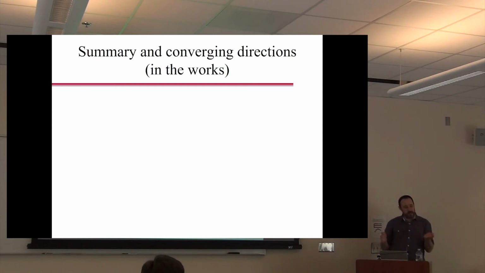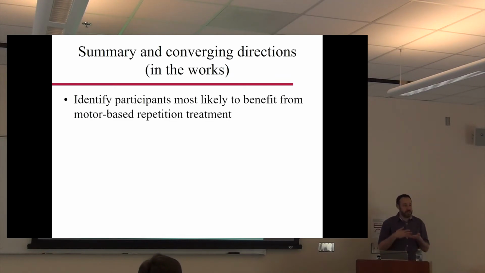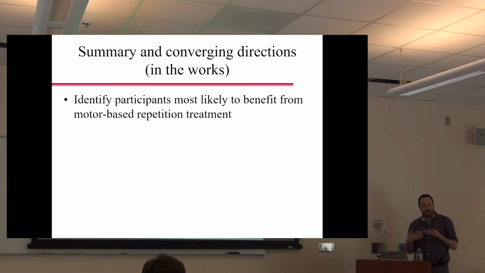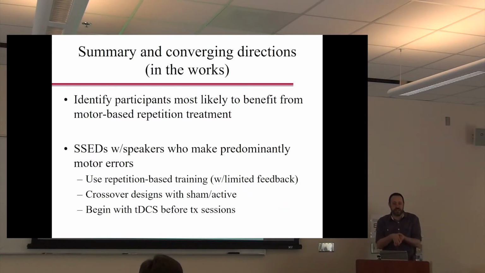So to wrap up and hopefully bring these two together, hopefully you see how they fit together at this point, but in part of our work, we're trying to identify the participants that are most likely to benefit from motor-based repetition interventions. And so now we certainly have a good starting point that if we're going to work with individuals with AOS, with these complex deficits who make motor errors, and we're going to try to use TDCS to enhance their performance, we should probably at least start by stimulating them before their treatment sessions as opposed to during their treatment sessions, given this result.